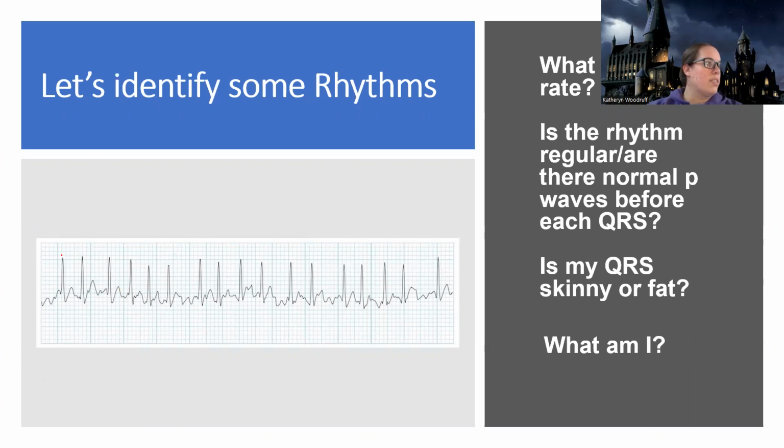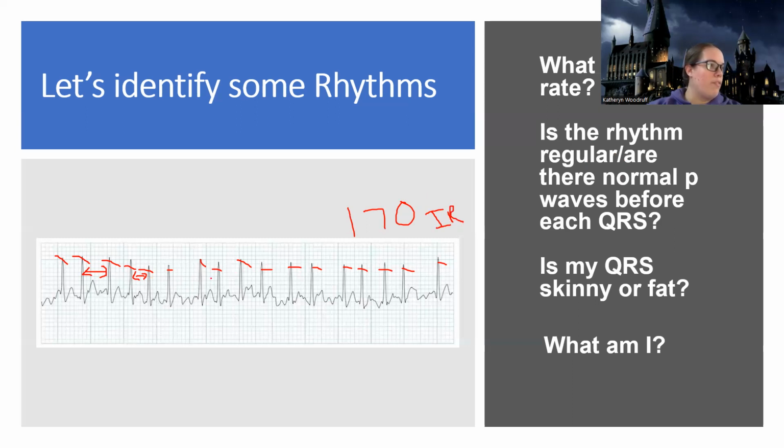All right, so first thing, we want to figure out the rate. Let's count the rate. 1, 2, 3, 4, 5, 6, 7, 8, 9, 11, 12, 13, 14, 15, 16, 17. So I got a rate of 170. Is it regular? I can tell by looking at this that there are some beats that are shorter and some that are longer, so I'm going to say this is irregular.